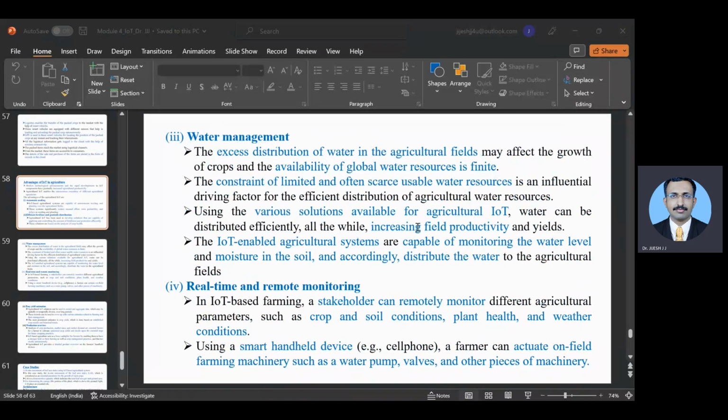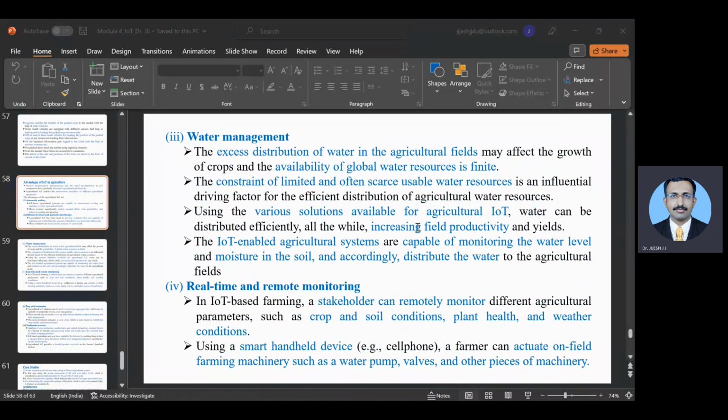As you know, water plays a major role in productivity. There are some places where getting sufficient water is very difficult. So, you need to make sure that the resources are utilized properly. Water in the agriculture field has an effective role, and you know that it is a global resource.